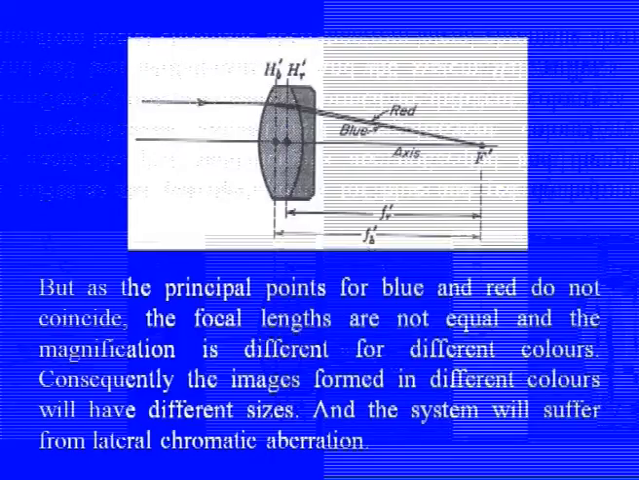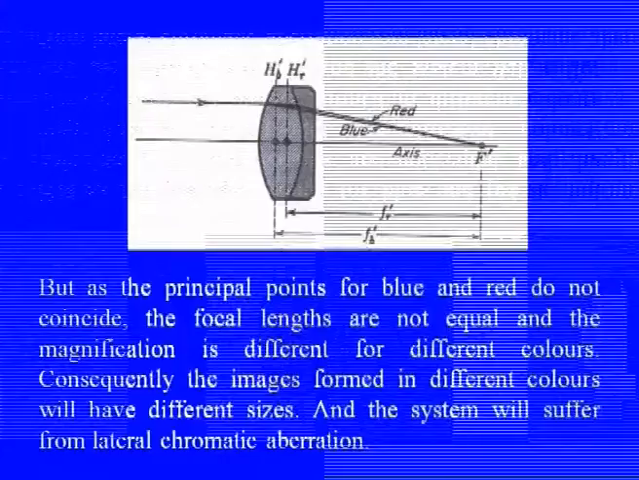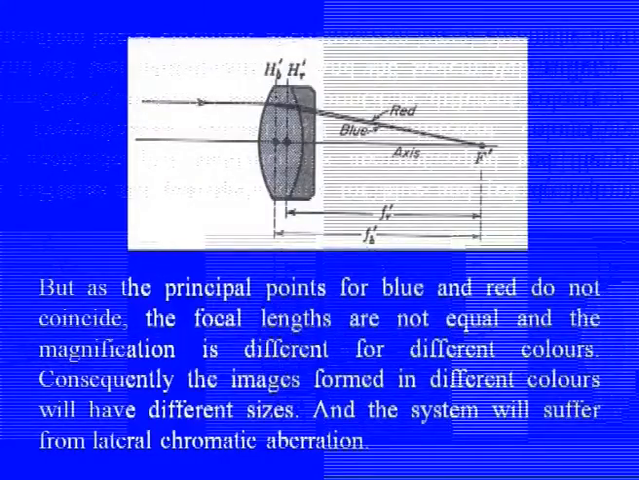But see here, this is the thick lens, as the principal points for the blue and red do not coincide, the focal lengths are not equal, and the magnification is different for different colors. Consequently, the images formed in different colors will have different sizes, and the system will suffer from lateral chromatic aberration.